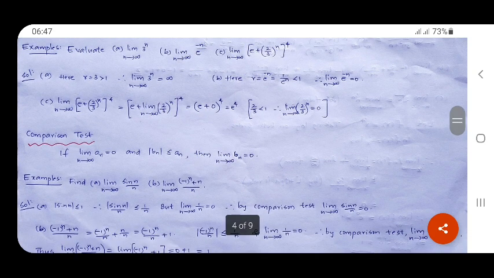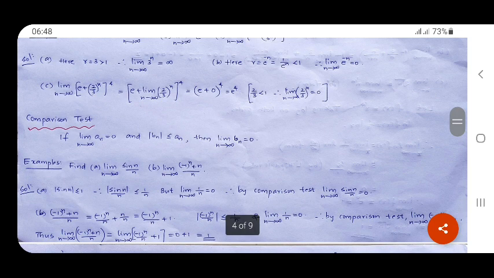Then another part is the comparison test. So what we do is, given a sequence, we will find another sequence whose limit can be compared with the limit of the given sequence. Exactly saying, if limit n tends to infinity a n is equal to 0 and modulus of b n is less than or equal to a n, then limit n tends to infinity b n is equal to 0. So given a sequence b n, we will find a sequence a n which converges to 0, as well as modulus of b n is less than or equal to a n. Then limit b n also will converge to 0. Let us see how this is done.